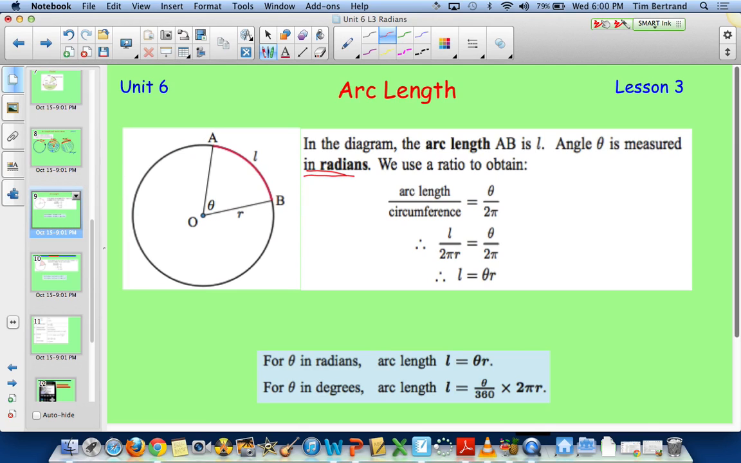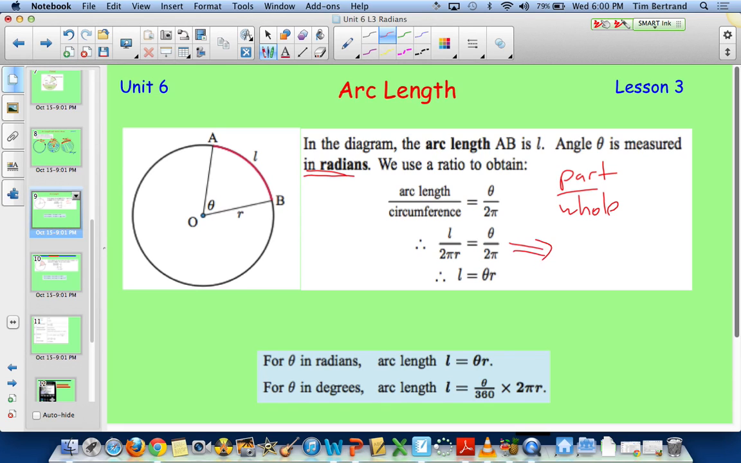The way we get it is a ratio. Think of the ratio as part to whole. The arc length is part of the circle. The whole circumference of a circle would be 2 pi r. So L over 2 pi r equals, and then we look at the angles. A part of the angle is theta radians. The entire piece would be 2 pi radians.